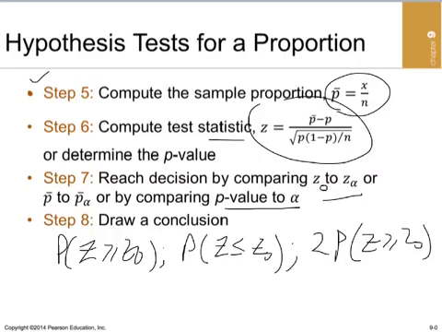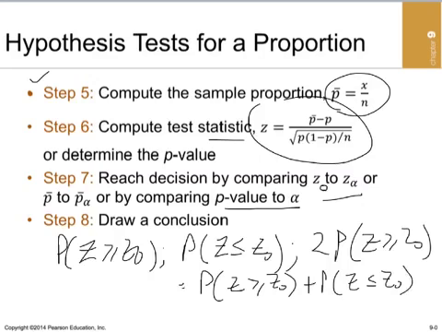Or we could have written it out this way. It would be P(Z greater than or equal to Z0) plus P(Z less than or equal to Z0). Okay, so we'll calculate the p-values in that.